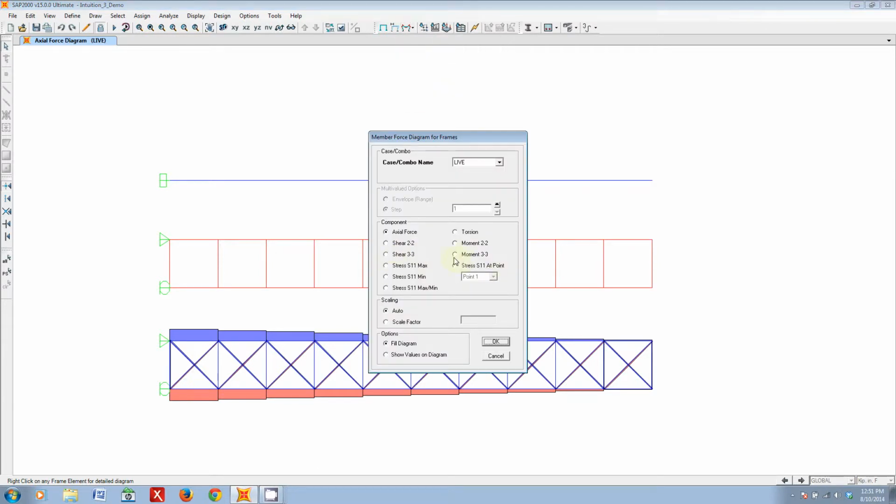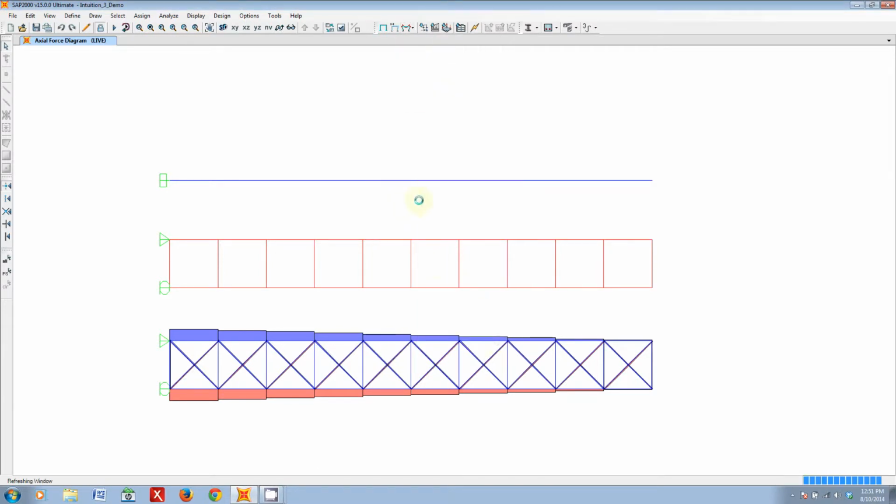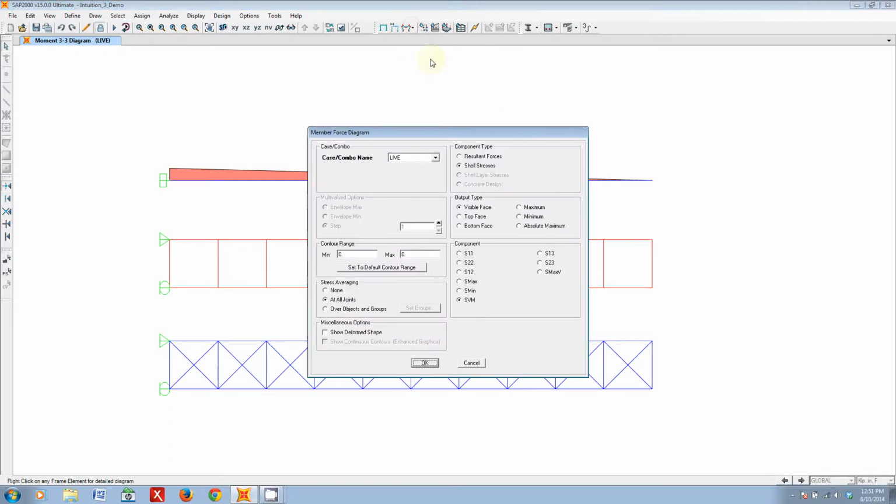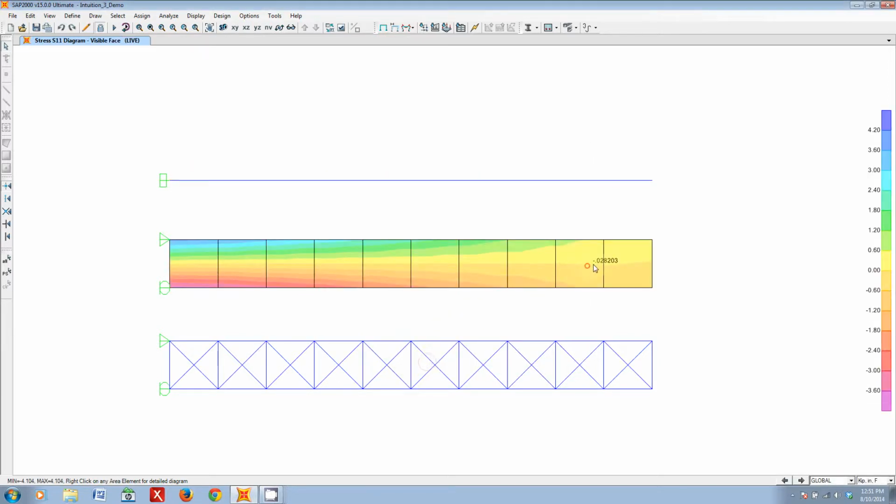All right. Now let's check out the moment in the beam. Pretty much we have 0 moment at the end, and then it ramps up linearly to a maximum moment value right at the support. Now with our shell elements, check it out. We're going to look at the S11, our sigma XX.